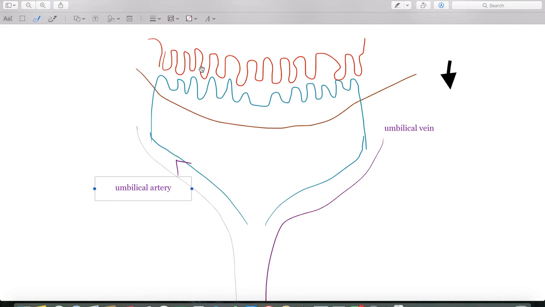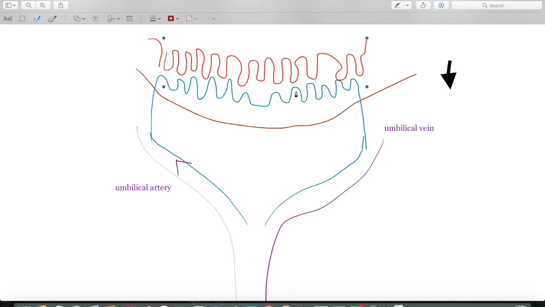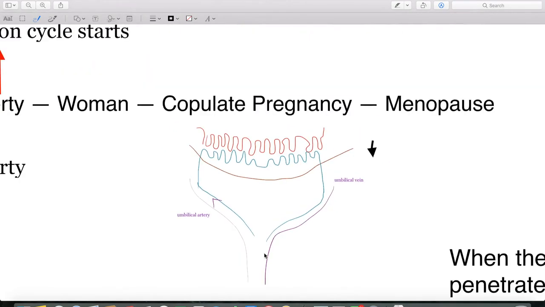And then the mother will be providing oxygen, nutrients, vitamins, minerals, and ions, and also the antibodies, which protect the fetus. All that will be transferred from the mother's blood capillary to the fetus's blood capillary. And this is the umbilical vein, which carries oxygenated blood, nutrients, and antibodies from the placenta to the fetus. So this is how the fetus grows, with the help of the mother.